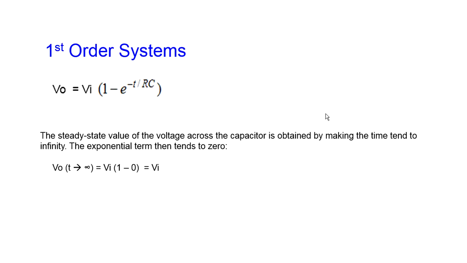An important consideration of these systems is what happens when we let the time run. For example, when t, the time, tends to a great value, tends to infinity, mathematically speaking, what happens? This is going to be the so-called steady state value of the voltage across the capacitor. In this formula, if we let t tend to infinity, the output voltage is going to be exactly equal to the input voltage. This can be easily seen if we substitute t by infinity in this exponential term.